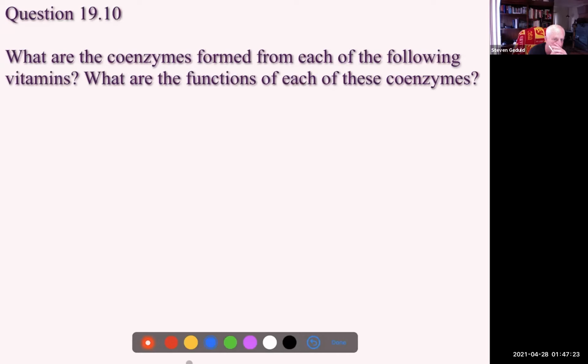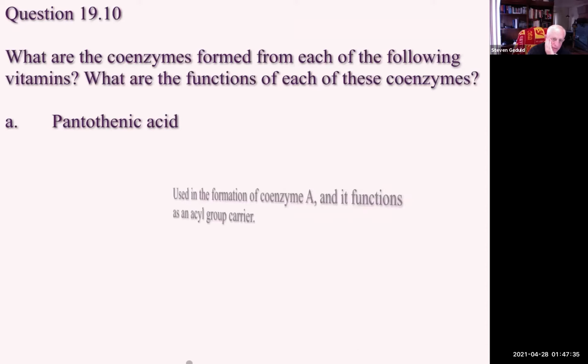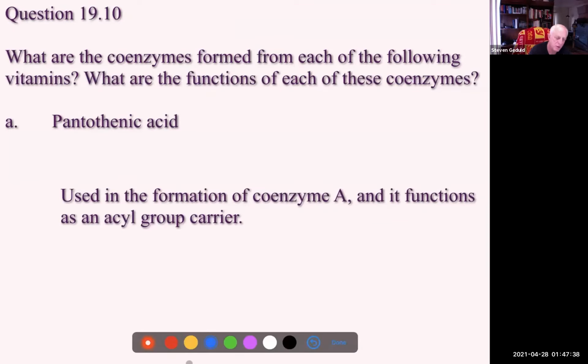Okay. So what are the coenzymes formed from each of the following vitamins? What are the functions of each of the coenzymes? Again, you look at that chart that we went through before, you'll be able to tell exactly what those are. Pantothenic acid is used in the formation of coenzyme A. Okay. It functions in an acyl group transfer. So a carbon group, it transfers carbon from one substrate to another. That's the coenzyme that helps achieve this through the enzymes.